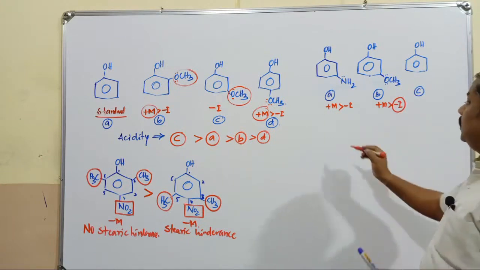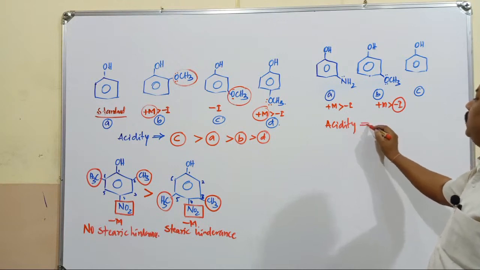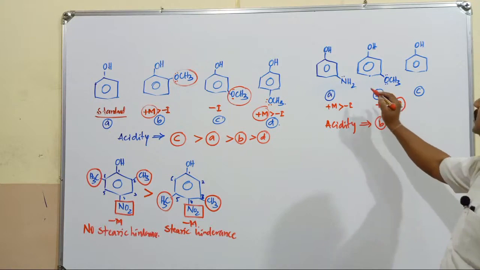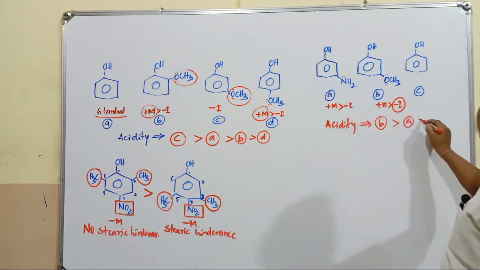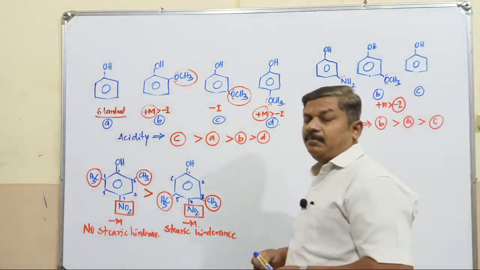Because of this considerable amount of minus I effect, the methoxy group wherever it is present at meta position, that compound is most acidic when compared to what? Meta-aminophenol, which is more acidic when compared to what? This phenolic compound.